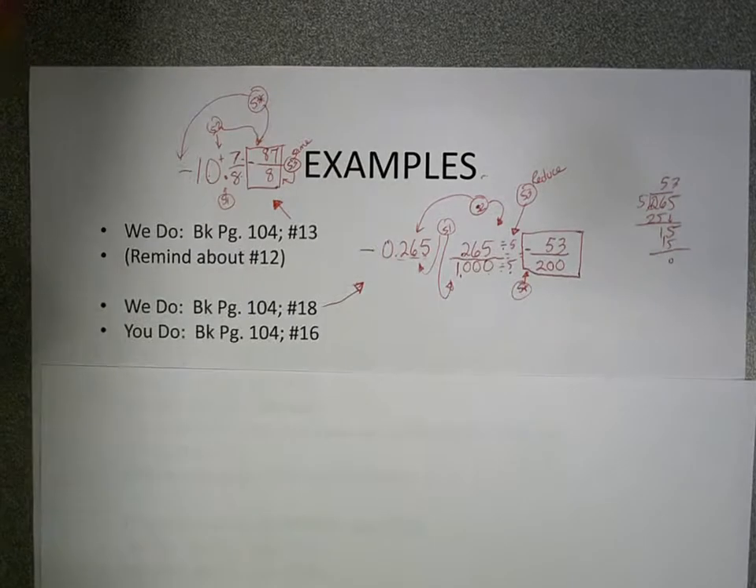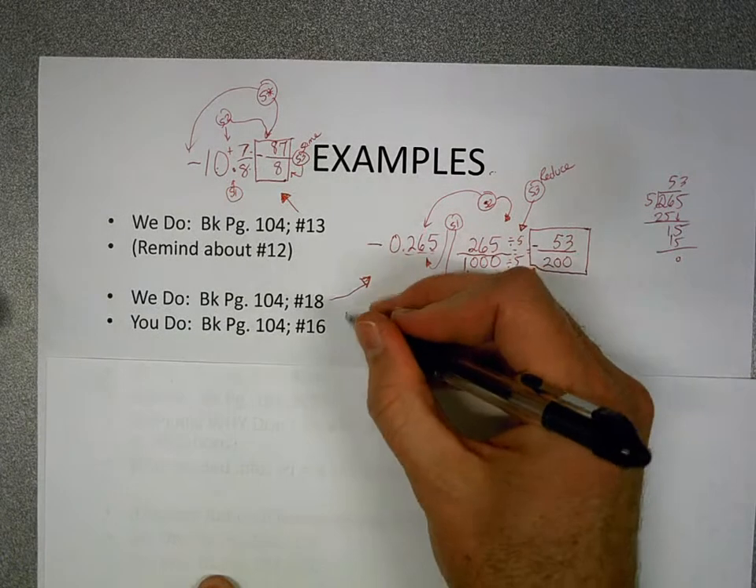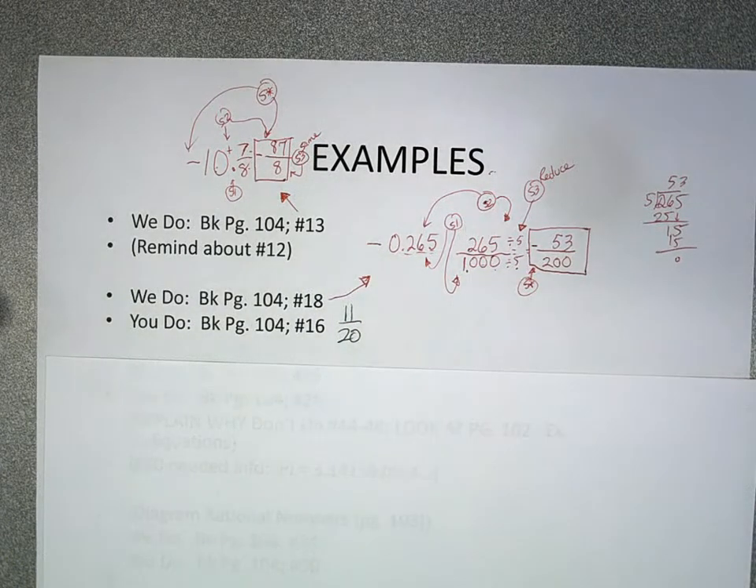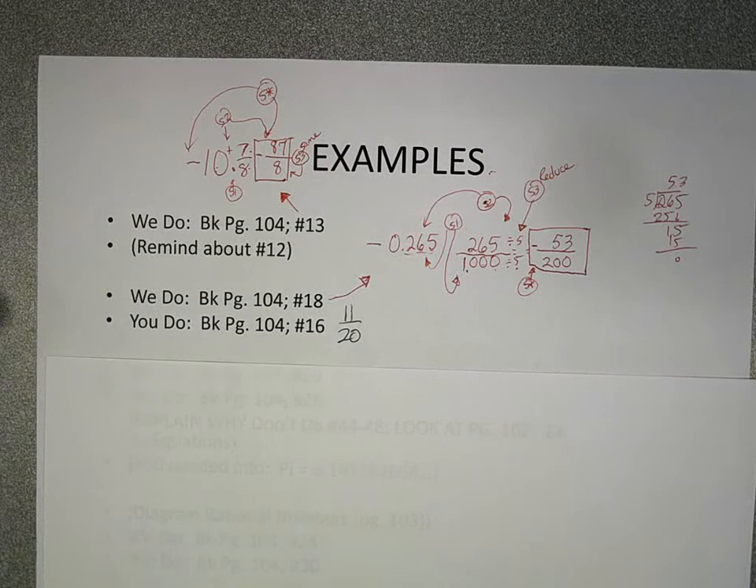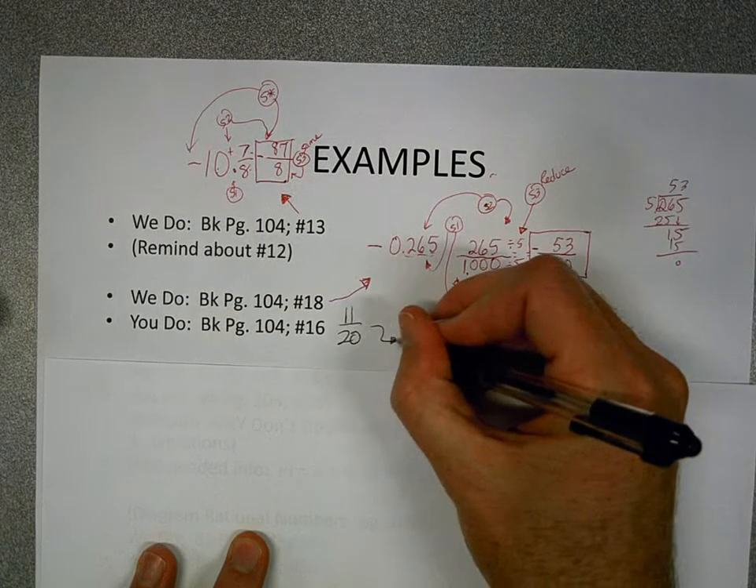All right, really quickly, just looking for an answer. All right, seat 9, what'd you get? I got 11 over 20. 11 20ths. Agree, disagree? Okay. All right, most of you agree, so let's see if you guys are right.